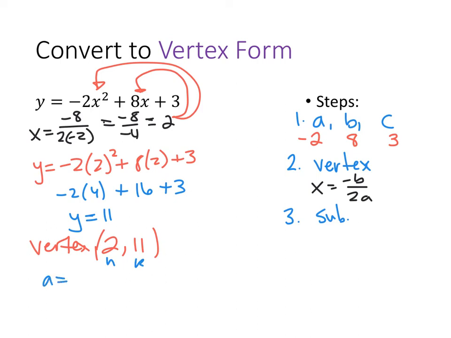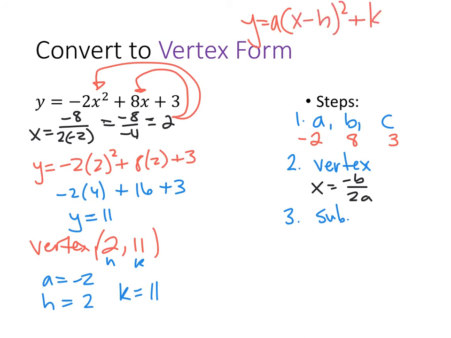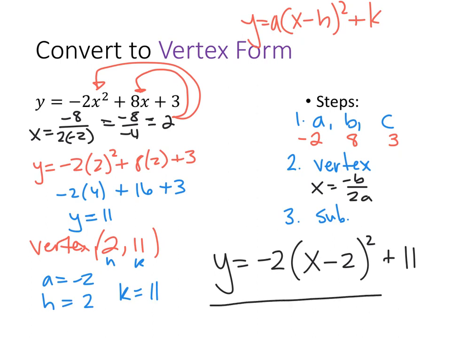So a, which stays the same as negative 2, h is going to be positive 2, and k is going to be 11. So when I plug that in, my vertex form, remember, is y equals a times x minus h squared plus k. So when I plug those values in, I get y equals negative 2, because that was my a, times x minus 2 squared, and then plus 11. So the idea is I can convert to vertex form simply by finding the vertex and just plugging in my values and using my a as well.